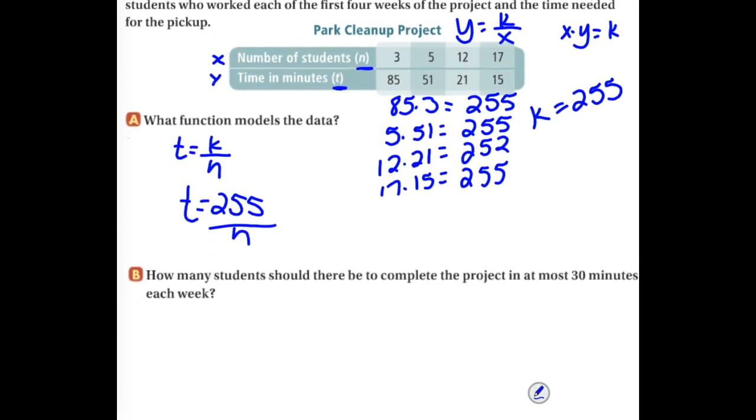Now it says, how many students should there be to complete the project in at most 30 minutes each week? What does at most mean? No higher than that, right? We don't want to go over 30 minutes. So we are looking for our time to have a limit of 30. So 255 divided by n, we want to keep 30 as the max. So it can be less than or equal to 30, but we don't want to go higher.